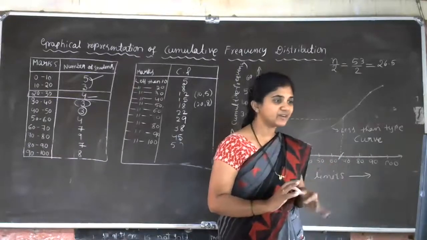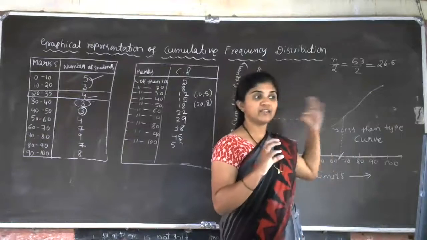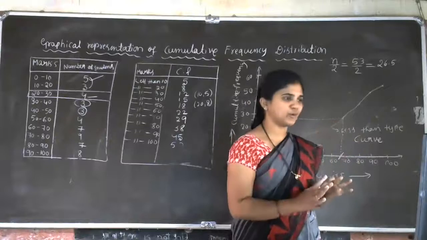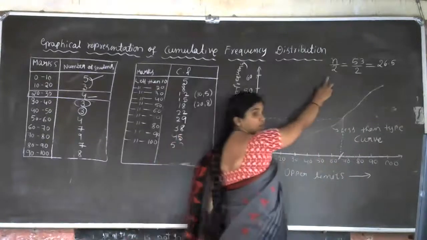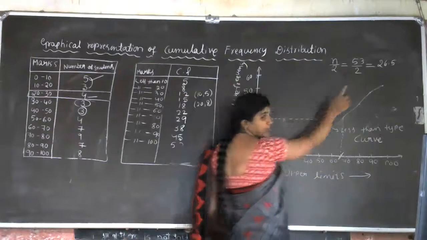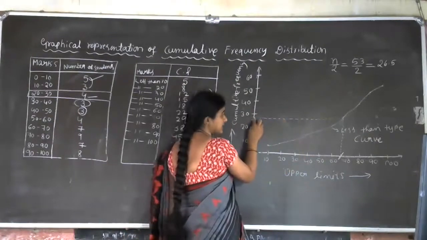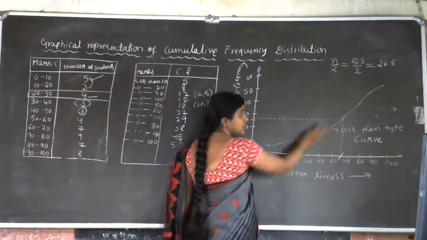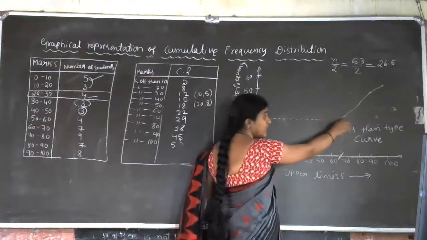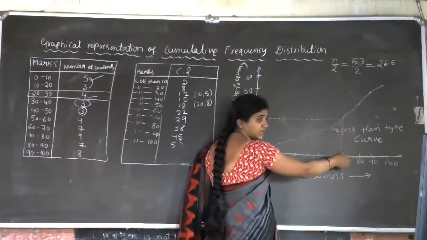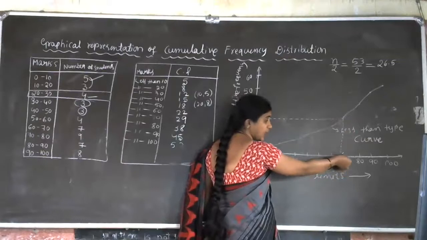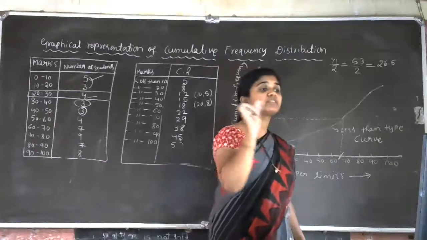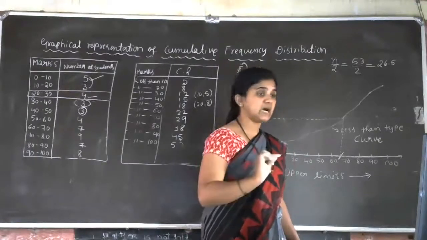Got the idea of this one? How to get the median with the help of ogive, for the less than type. For more than type also it is the same topic only. See here, n by 2 you have to do, n by 2 is 26.5. Then in the cumulative frequency, from 26.5 you have to start one line that is parallel to the horizontal line. When the line touches the ogive, then from that point you have to move downwards to the horizontal axis. That point which touches the horizontal axis, that accurate point gives the median of the grouped data. Is that clear, students?